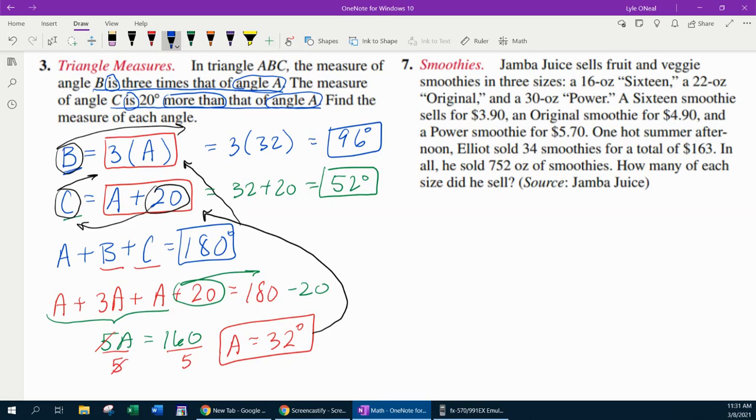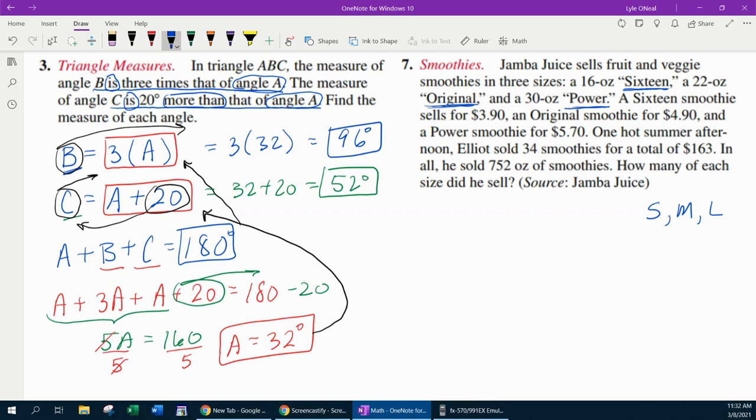Jamba Juice sells fruit and veggie smoothies in 3 sizes. A 16-ounce, which is designated a 16, a 22-ounce, which is the original, and a 30-ounce, which is power. Okay, so for the 16, since that's the smallest, how about we just use S for small? Original, we could say that's medium, and then power is large. Let's do S, M, L for small, medium, large, and then when we get those values, we will know which one we're talking about.